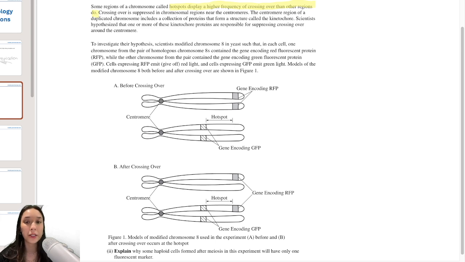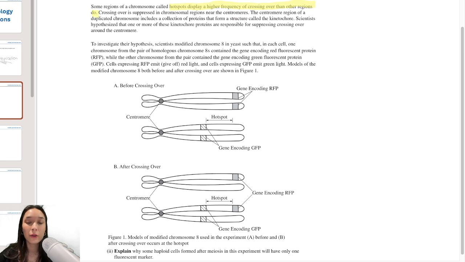You learn about all of this in Unit 4. Scientists hypothesize that one or more of these kinetochore proteins are responsible for suppressing crossing over around the centromere. So they believe that around the centromere, which they give you a diagram here, the crossing over should be suppressed. So there should be less crossing over near the centromere, likely just because there are bulk proteins there.